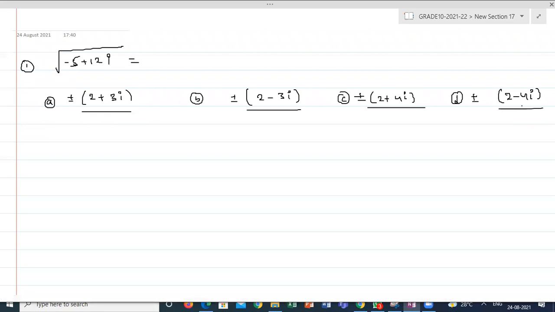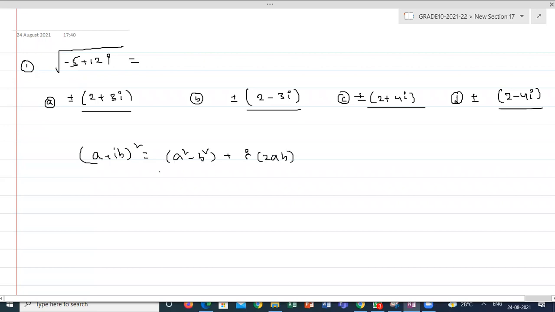What is the square of a complex number? a plus ib whole square is equal to a square minus b square plus i into 2ab. Here a is equal to minus 5, b is equal to plus 12. Based on that also you can discuss this one. Sir, yes, it is the first option. Yes.